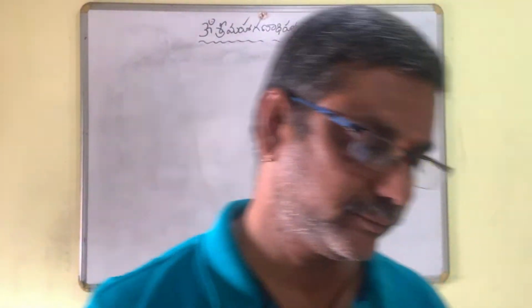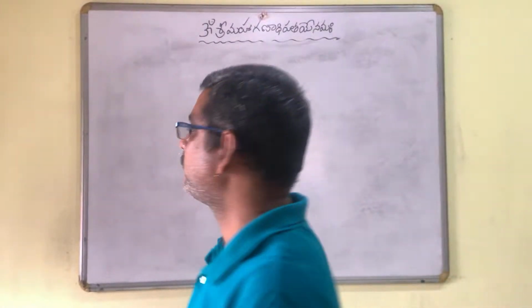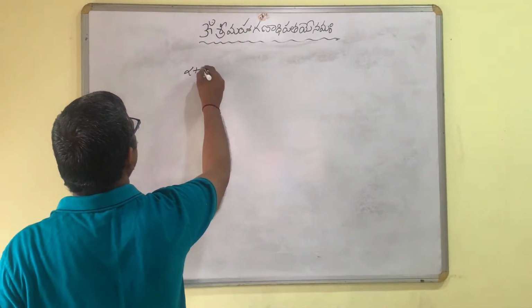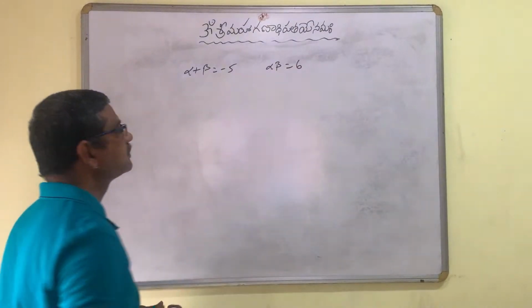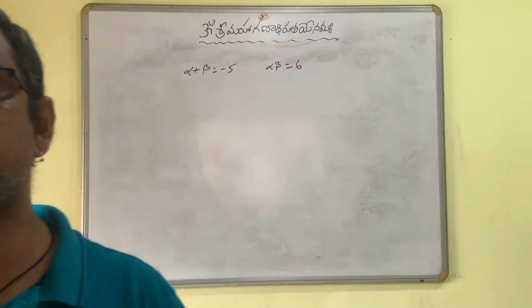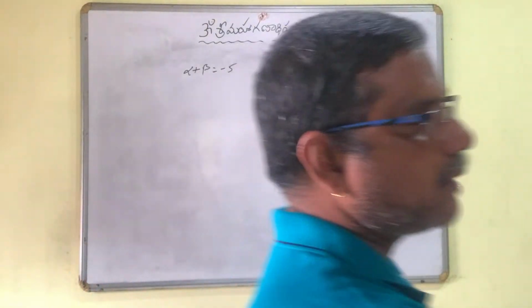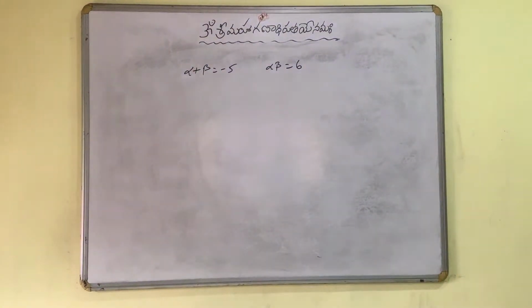Next question. The quadratic polynomial, the sum of whose zeros is minus 5, product of zeros is 6. Alpha plus beta is given as minus 5, alpha beta is given as 6. When these two pieces of information are given, what is the formula? Anyone? What is the formula to find the polynomial when we know the sum and product of zeros?